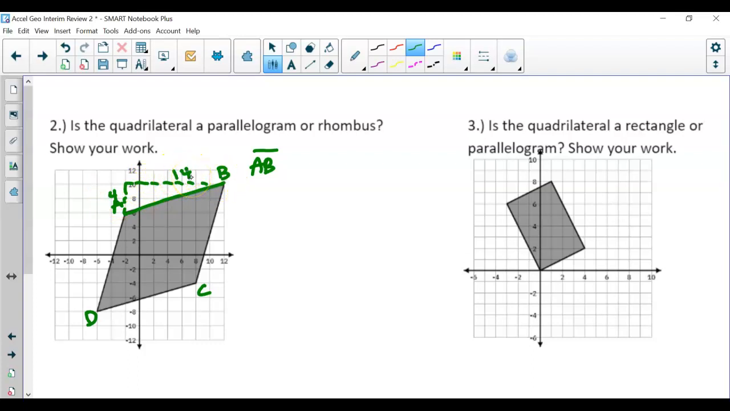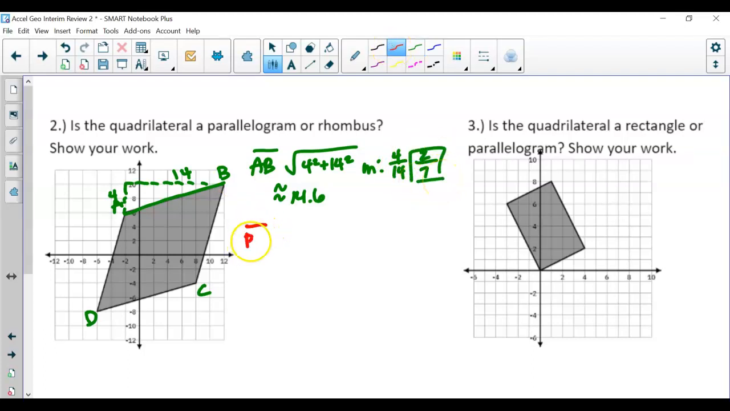So now to find the distance, we've got 4 squared plus 14 squared. When you get 4 squared plus 14 squared, you're going to end up with a distance of approximately 14.6. Then the slope is positive 4 over 14, or simplified, 2/7. So now let's go to side BC.